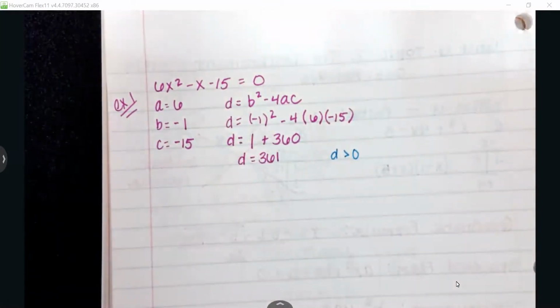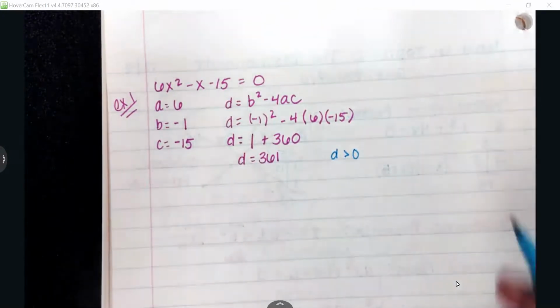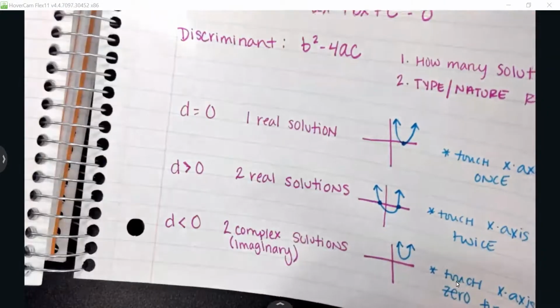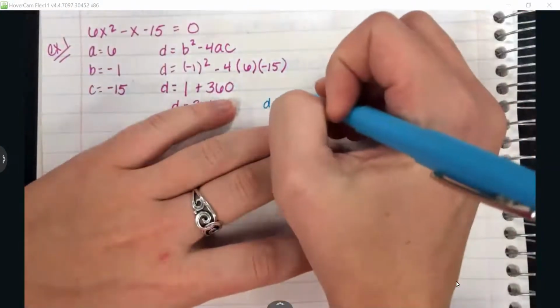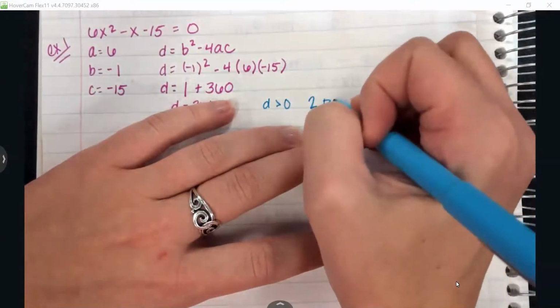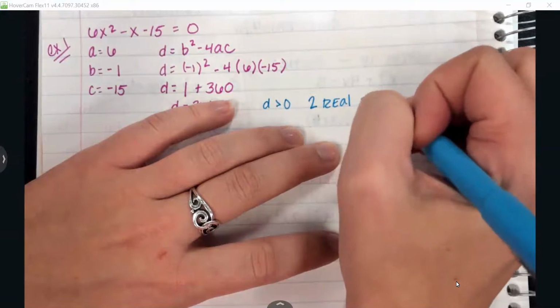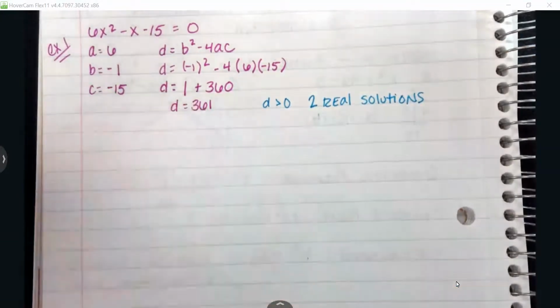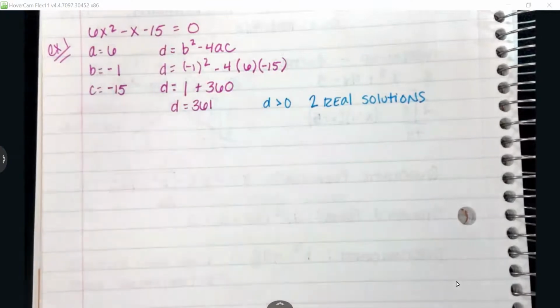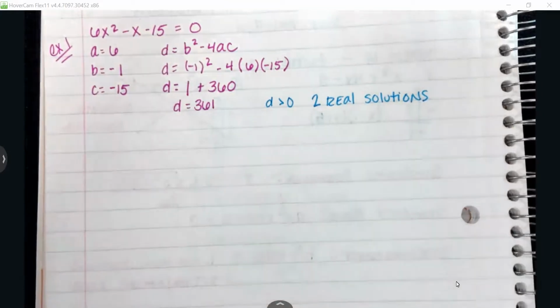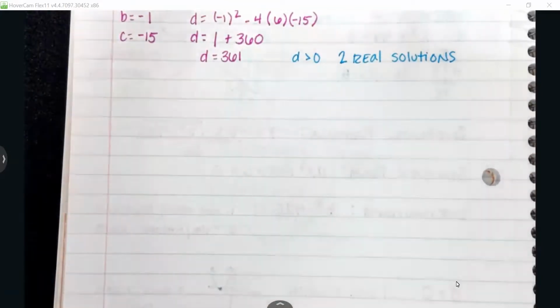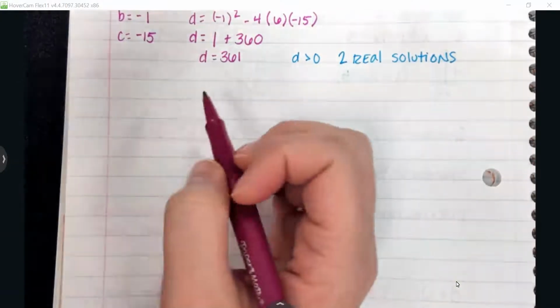If my discriminant is greater than 0, how many solutions do I have? Look at your notes you just took. If my discriminant is greater than 0, what do I have? What type of solutions do I have? I have 2 real solutions. And if I have 2 real solutions, then how many times does it touch the x-axis? 2 times. So if I gave you a graph, it would have to touch it 2 times. Okay? Let's go to problem number 2.